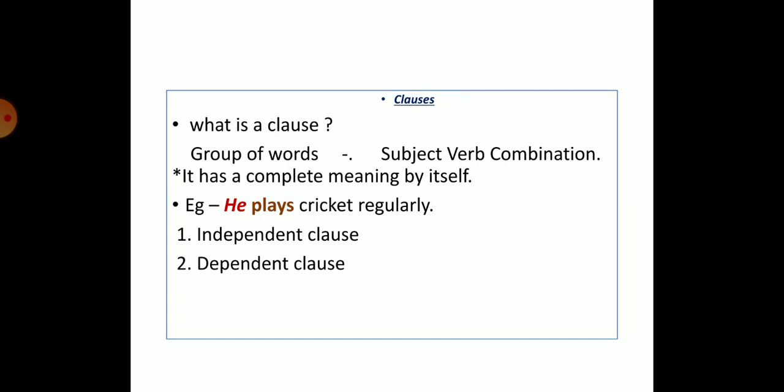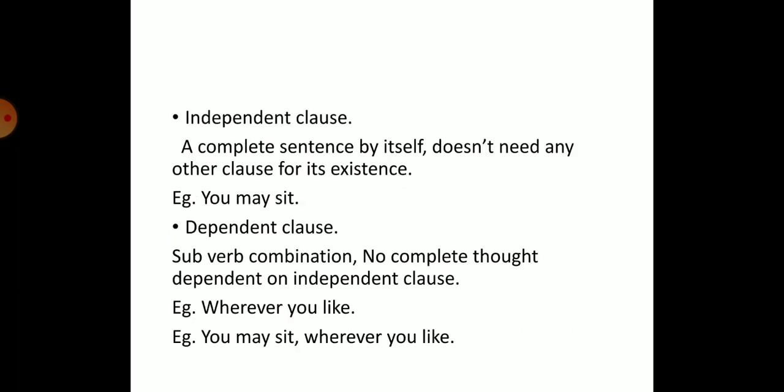Now, clauses are mainly divided into two parts based on their uses. It may be an independent clause or a dependent clause. An independent clause is actually a complete sentence by itself. It doesn't need any other clause for its existence. For example, you may sit here. Here, you is a subject and sit is a verb, and the whole sentence is giving a complete thought by itself. So, it's an independent clause.